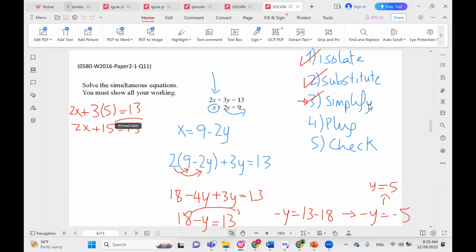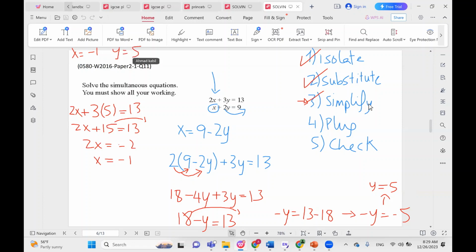You take the 15 to the other side, you have 2x equals -2. 13 minus 15, which is -2. And then divide by 2, you get x equals -1. So the final answer is actually x equals -1, y equals 5.